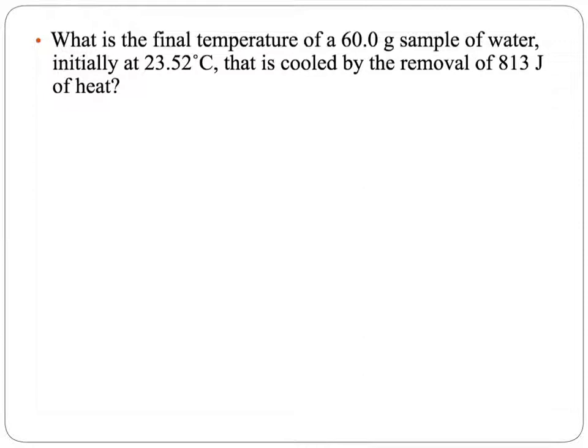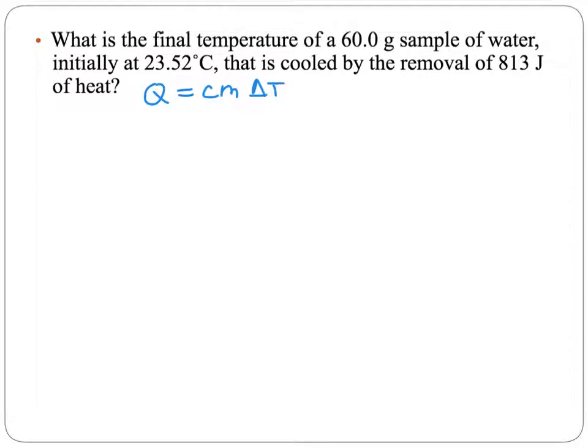This problem asks us to use the specific heat formula to calculate a temperature change. It says, what is the final temperature of a 60-gram sample of water, initially at 23.52 degrees Celsius, that is cooled by the removal of 813 joules of heat? So we need to start with the specific heat equation again. So Q equals Cm delta T.